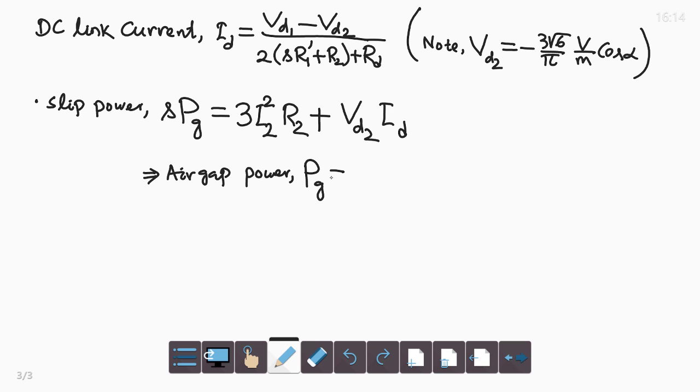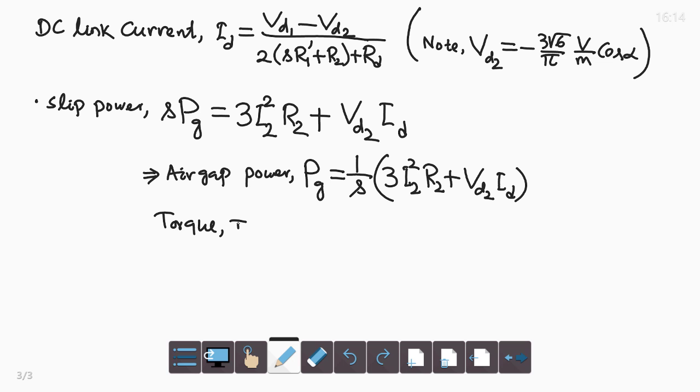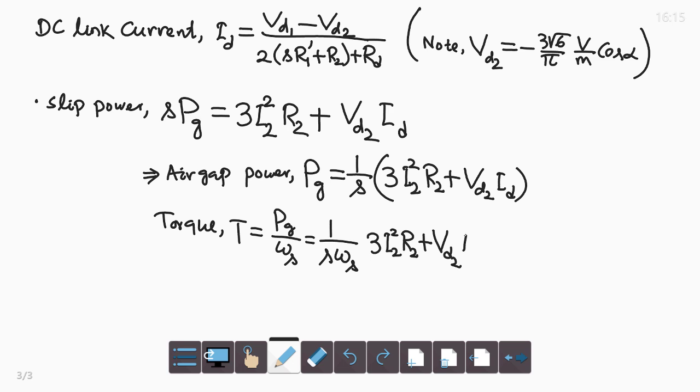So, from this you can say air gap power PG equals 1 by S times 3 I2 square R2 plus VD2 into ID, and the torque T is PG by omega S Newton meter. So, it is 1 by S omega S times 3 I2 square R2 plus VD2 ID in Newton meter.